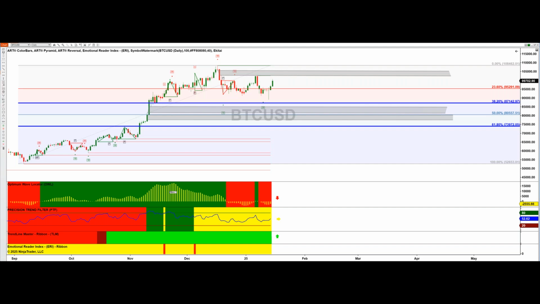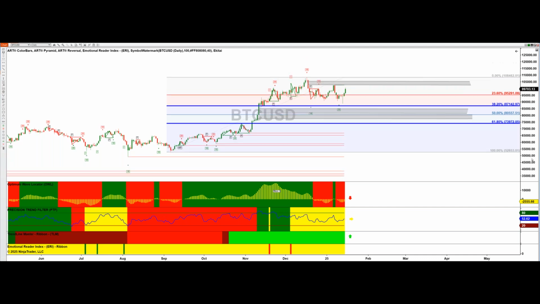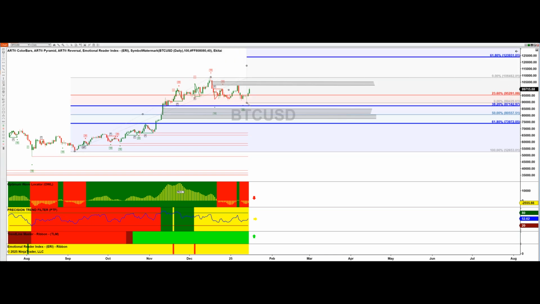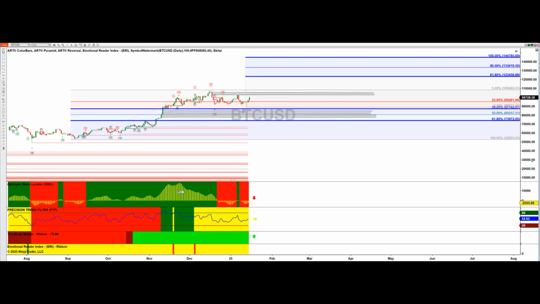Now, if this is a bottom, then the next thing I want to do is figure out where the next target is. All right, so we grab our fib extensions, right where we anchored 2, 3, and if that's a 4, then we'll anchor that there. And then the Bitcoin top on this next run should be around 123 up to 144. All right, we're sitting at 97.